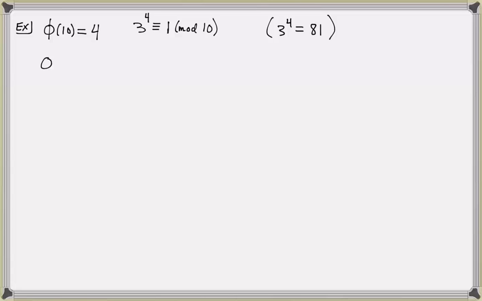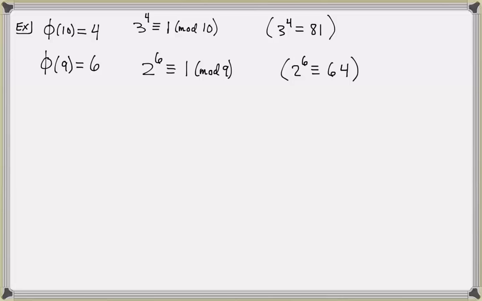What about phi of 9? Phi of 9 is 6. There are 6 numbers between 1 and 9 that are relatively prime to 9. So if I take a number that's relatively prime to 9, for example 2, 2 to the power 6 must be congruent to 1 mod 9. Let's verify. 2 to the power 6 is 64. And since 63 is a multiple of 9, we see that 2 to the 6 is indeed congruent to 1 mod 9.